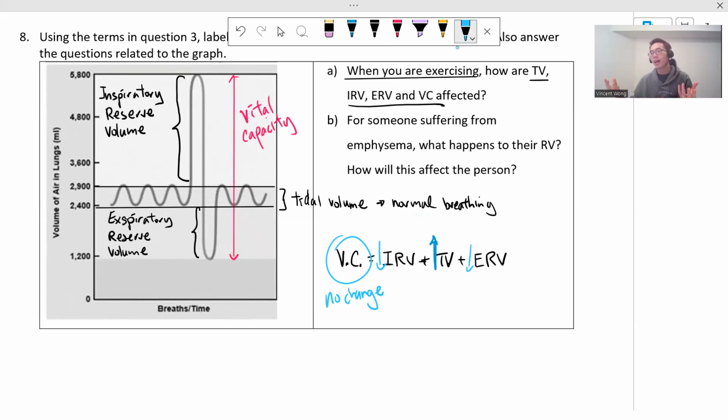Think of the vital capacity as your monthly disposable income. Let's say you have $1,000. You're going to split it into three things: rent, food, and transportation. If you spend more on rent, then you have less for the other two, right? And vice versa. So that's what this is. You have allocated more volume to tidal volume, to regular breathing, so you have less for IRV and ERV.